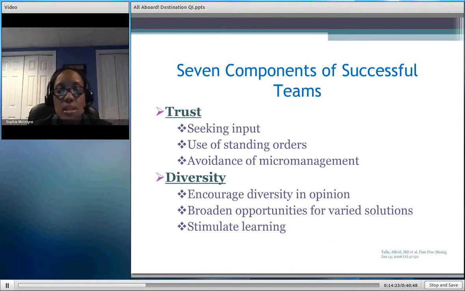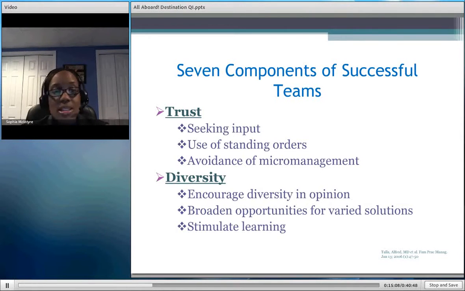So, trust is seeking input. When you're sitting down at the table and looking at your quality data, you want to be able to seek input from your clinical staff. They likely have information that you may not be privy to. And you also want to be able to trust your staff to carry out tasks. For example, if you're looking to improve pneumovax vaccination rates, then you want to be able to create standing orders. In order to do that, you have to trust that your clinical team will follow through with the criteria that you set up in order to implement this process.